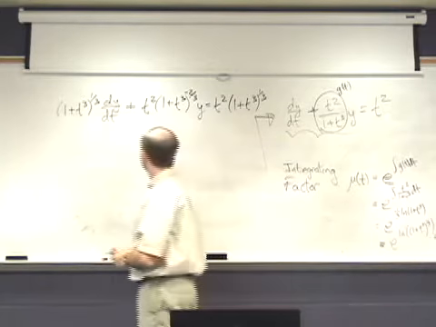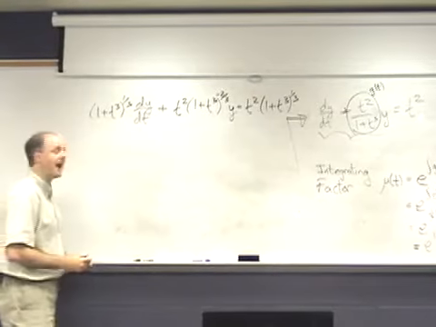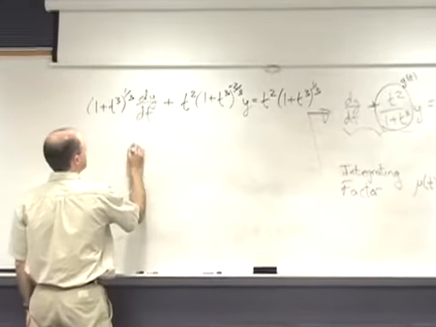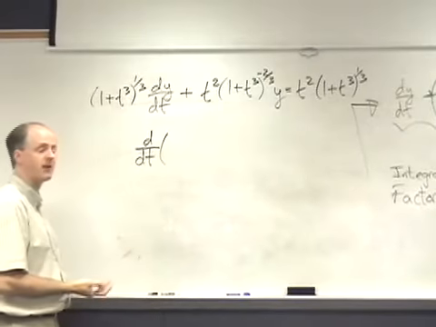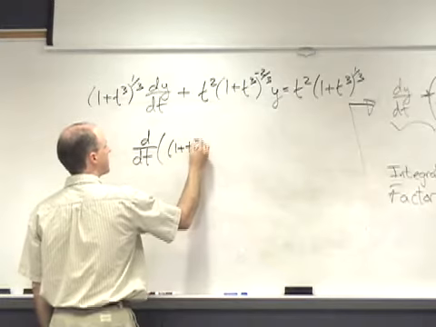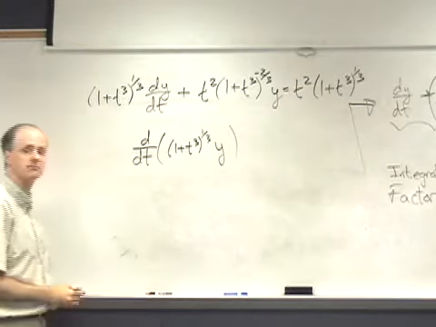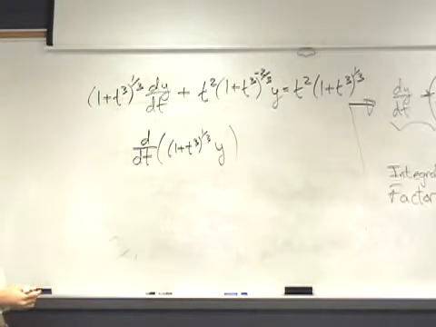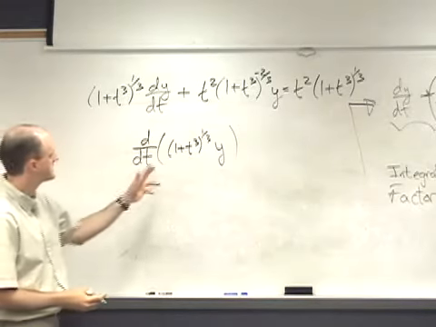So here's the magic. This thing on the left-hand side is actually what you would get if you differentiated the following product. The product of the integrating factor, mu of t, 1 plus t cubed to the 1/3 power, times the function that we want to solve for. That's what this left-hand side equals. Think about it. This is a product.